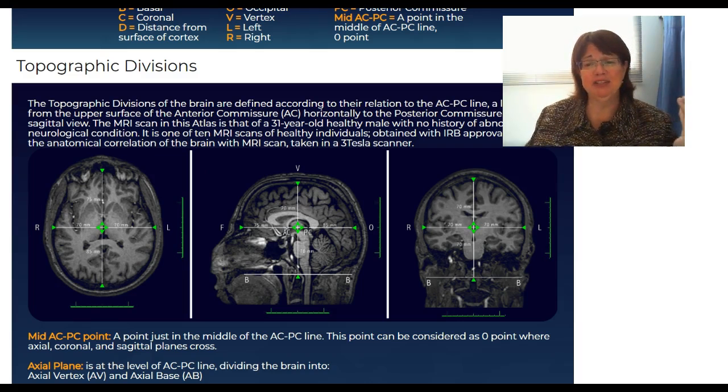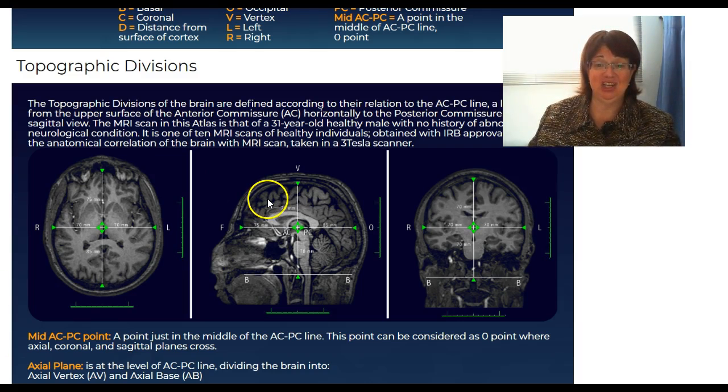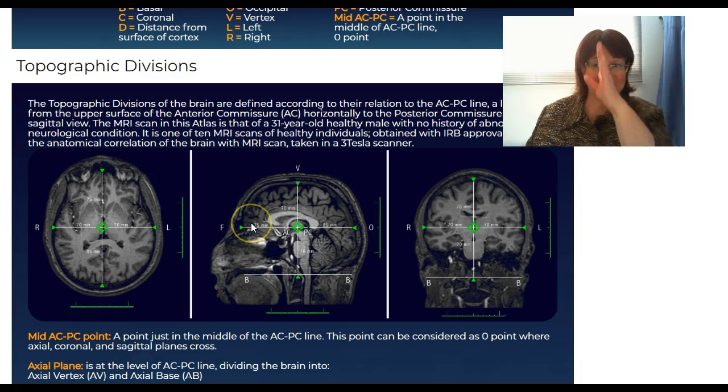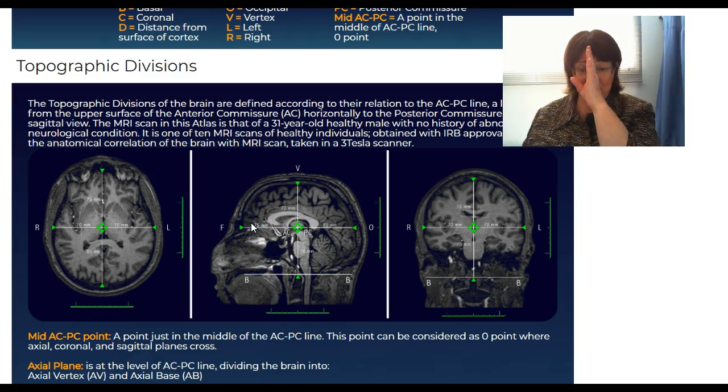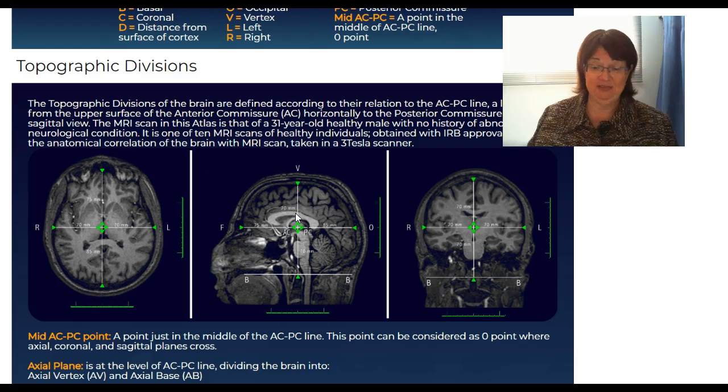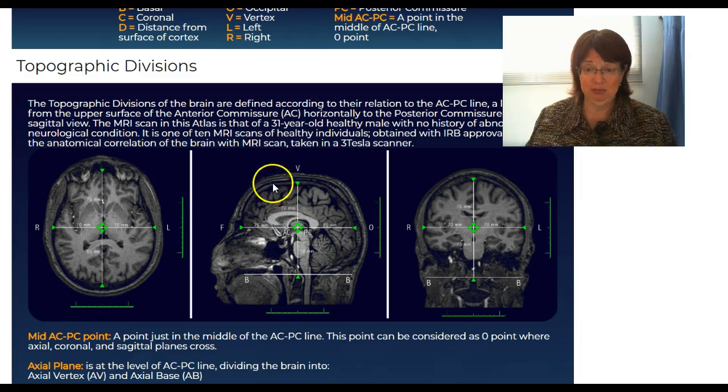Here's some examples of sections, and this is a section of the head. So let's do the easiest one we talked about, which is the sagittal section, which is down right through here. And as a result, you can see here's the brain stem. Here is the corpus callosum, which is the part that separates the left and right hemisphere. So that's a sagittal section. Very good to see the brain stem.